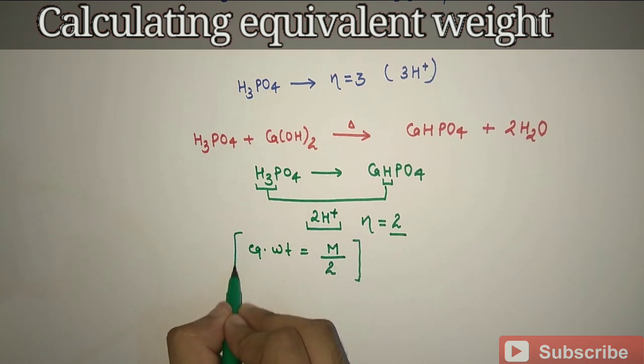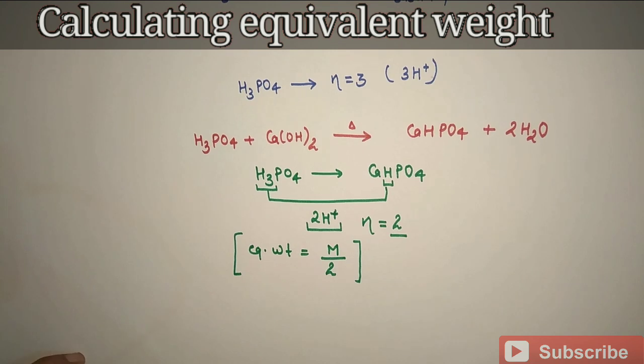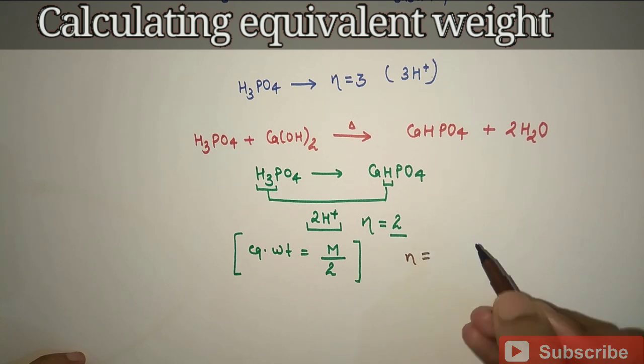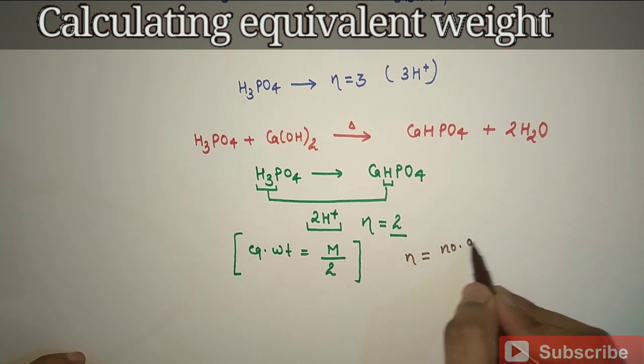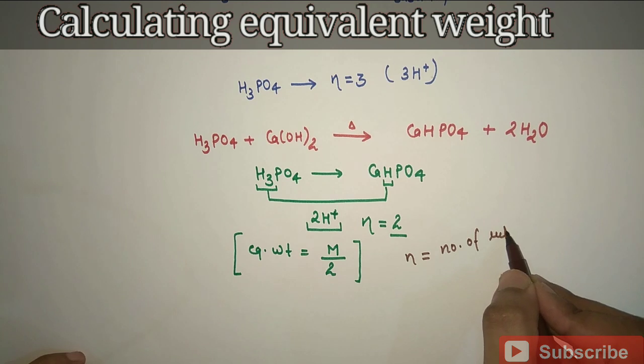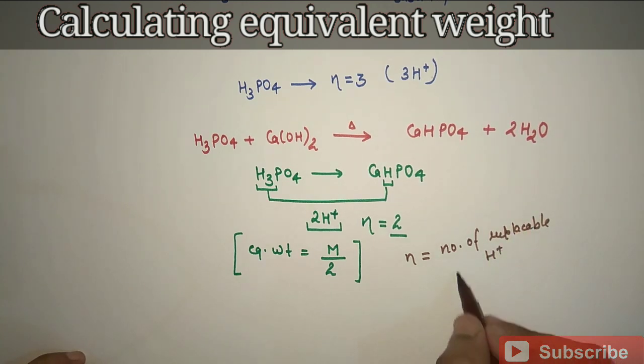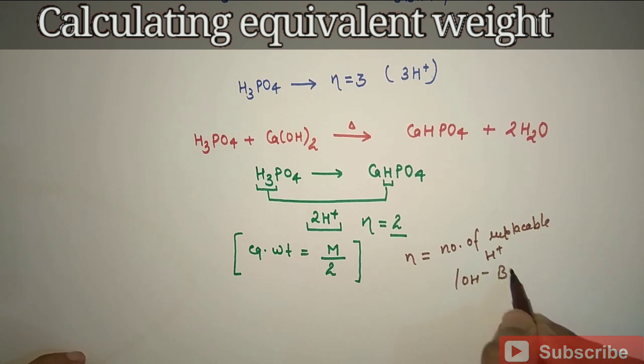So don't get confused, but stick to the definition: the equivalence factor n will always be equal to the number of replaceable H plus ions in an acid, or replaceable OH minus ions in a base. So remember this definition of equivalence factor.